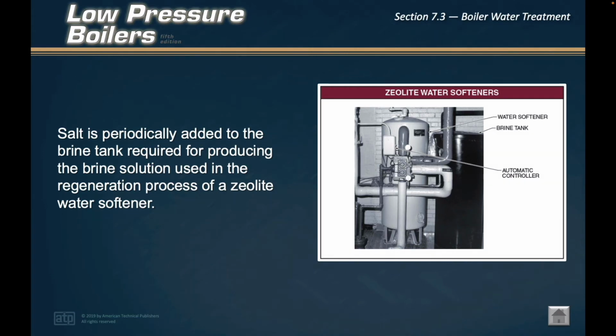The zeolite process is performed at ambient temperature in a water softener. The unit is regenerated by passing brine, a salt solution, from the brine tank over the zeolite in the resin bed when the sodium in the softener is depleted. Salt is periodically added to the brine tank to replenish the amount of salt in contact with the water.